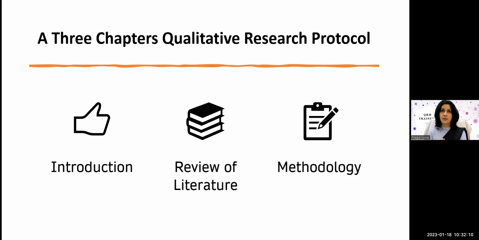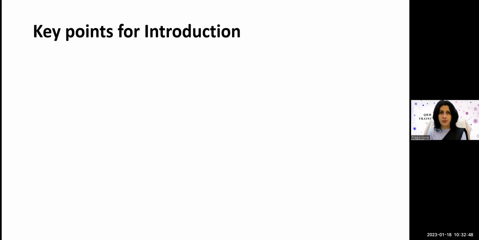So now there are three chapters, or three sections to be more precise, of a qualitative research protocol. First is the introduction. Second is the review of literature. And third is the methodology. So we are now discussing before we start the data collection and just for submission. The final report will include the other sections as well. But the submission of a protocol has these three basic chapters: introduction, review of literature, and methodology. That is very much similar to the quantitative, but what we write inside is a little different from the quantitative. Now, what to write in the introduction?